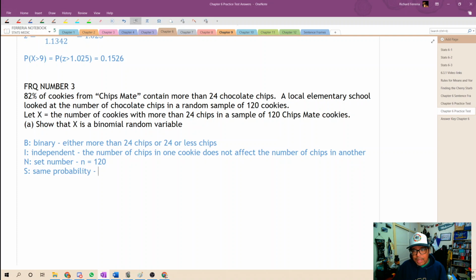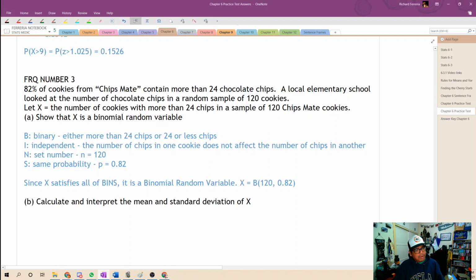S stands for same probability, and yes, the same probability of success really is consistent throughout every chocolate chip cookie. We would write p is equal to 0.82. So since we satisfy all of BINS, this x is a binomial variable. And we can shorthand writing this as x equals B for binomial, 120, 0.82.